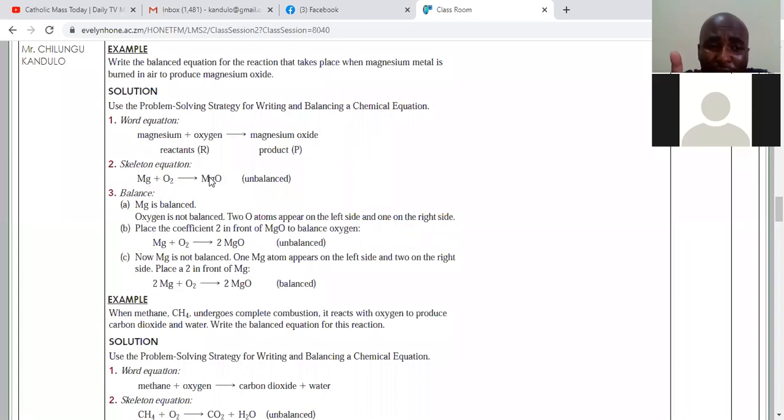It's similar to the one we're doing, except in this case, the products here are different. But it's the same thing that you do. So you see that this one is balanced, but then the oxygen needs to be balanced. So you put a 2 there, and you will balance our oxygen. But then you also realize that the magnesium is not balanced, so you put a 2 in front of the magnesium. So it's Mg plus O2 gives us 2 MgO.